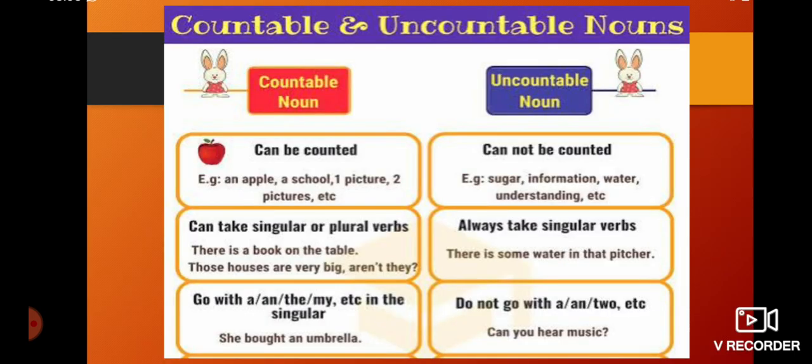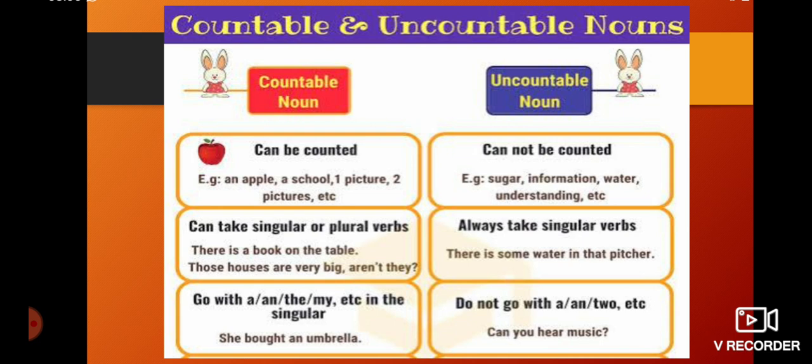Next, let's compare countable nouns and uncountable nouns. Look at these tables. They will help you to understand countable and uncountable nouns very well. So countable nouns, as the title suggests, can be counted. For example, an apple, a school, one picture, two pictures, etc. On the contrary, uncountable nouns cannot be counted. For example, sugar, water, etc.